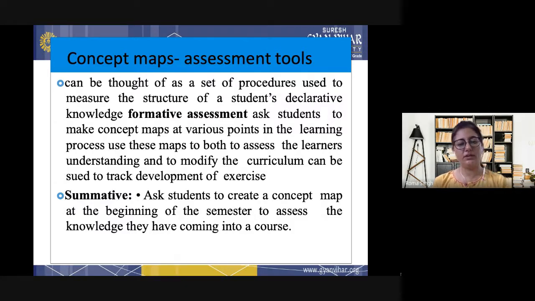It can also be used as a summative assessment. You can ask students to create a concept map at the beginning of the semester to assess the knowledge they have coming into a course. So this wholly has to be done by the teacher.